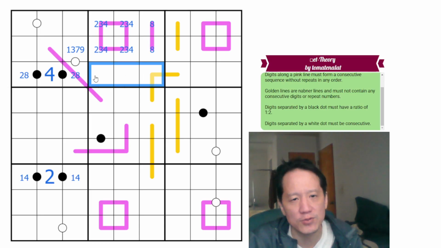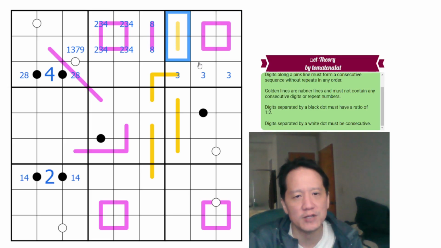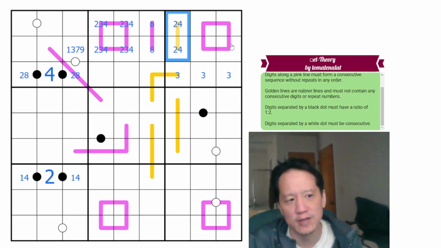So this cannot be 3. Well, where's the 3 then? It has to be here. But 8 could actually be here. And 2 and 4 would be on this Renban line. And that's where I ran into the problem, right?